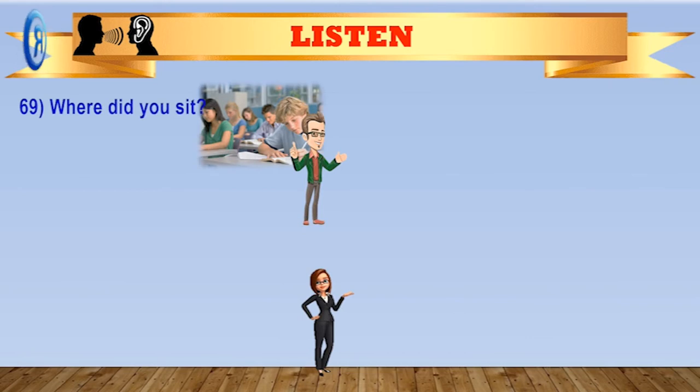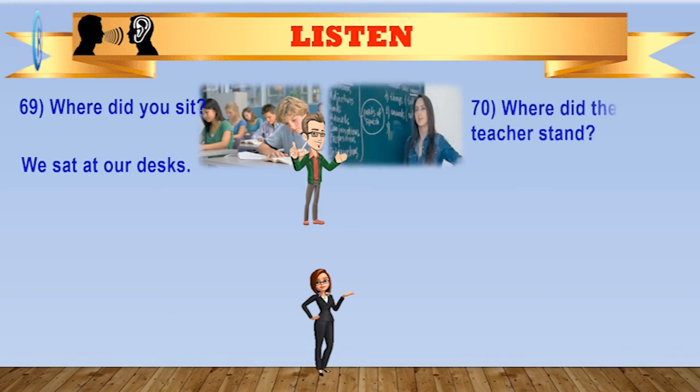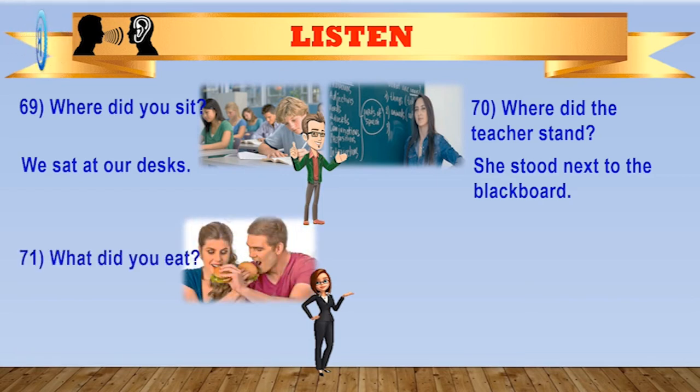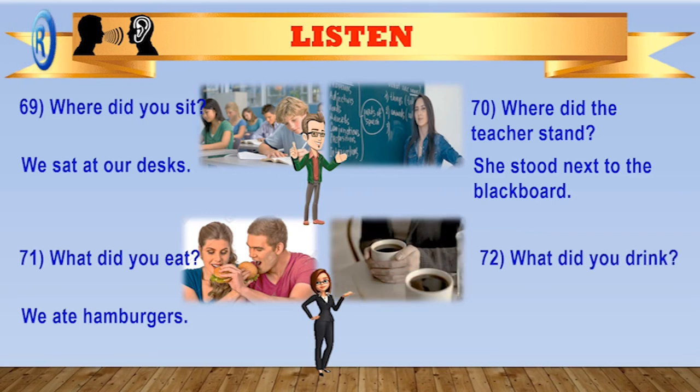69. Where did you sit? We sat at our desks. 70. Where did the teacher stand? She stood next to the blackboard. 71. What did you eat? We ate hamburgers. 72. What did you drink? We drank coffee.